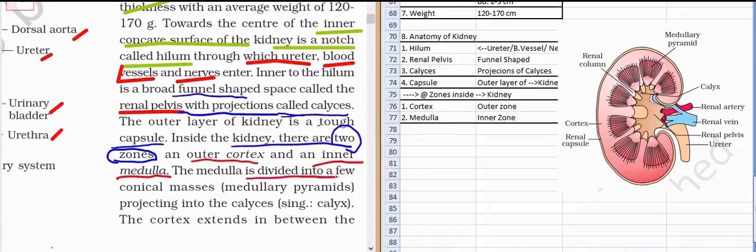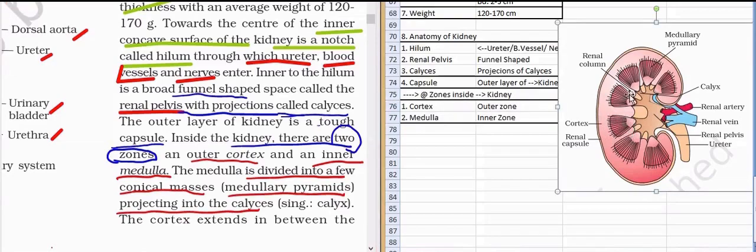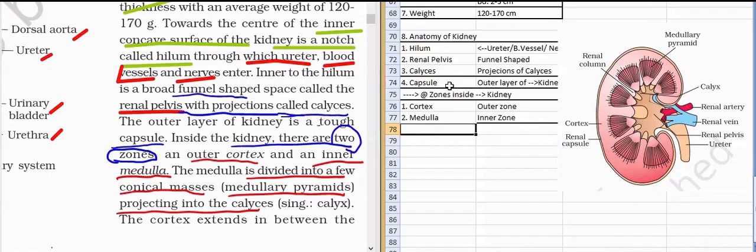Next, the medulla is divided into a few parts, conical masses. They are called medullary pyramids, and they project into calyces. This medulla region is divided into many parts, and these are located on the projections of the calyces. Because of this location and projection, it looks like a triangle. That's why they are called pyramids. So medullary pyramids are made from the inner zone of the medulla, and they settle on the calyces.